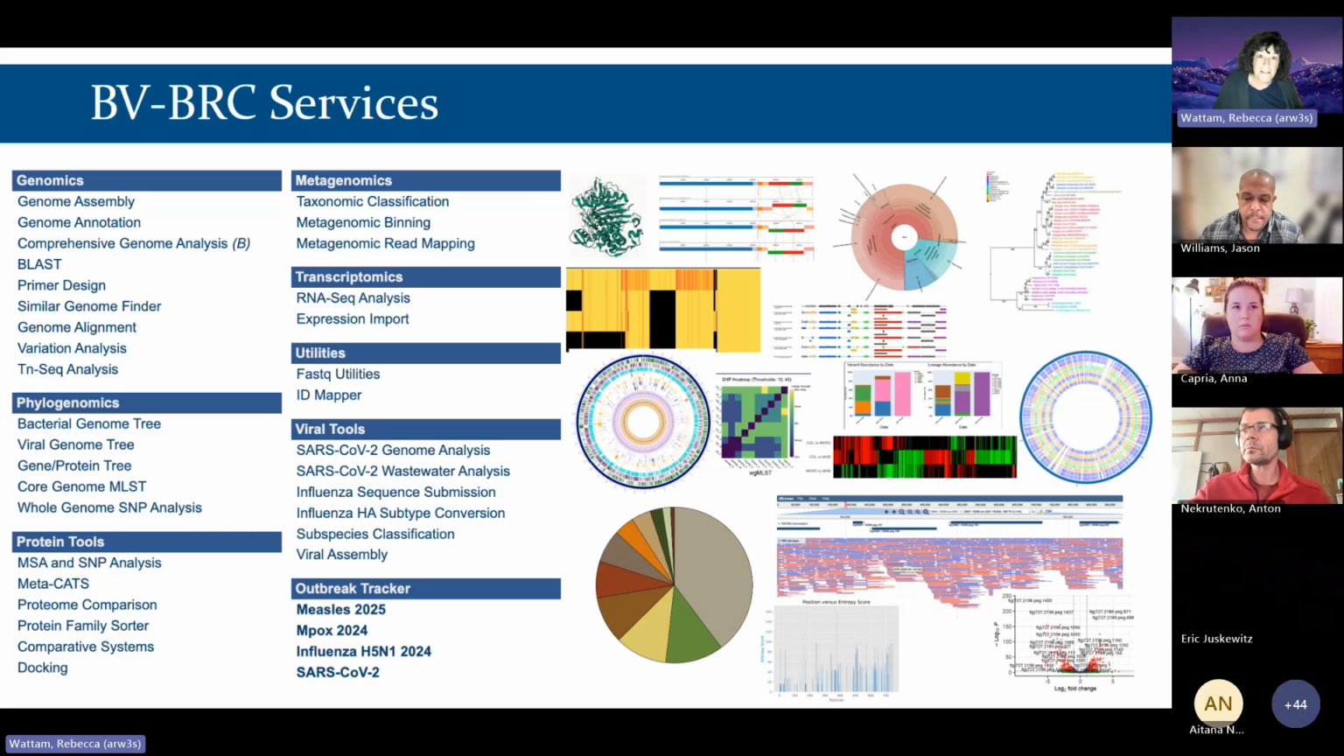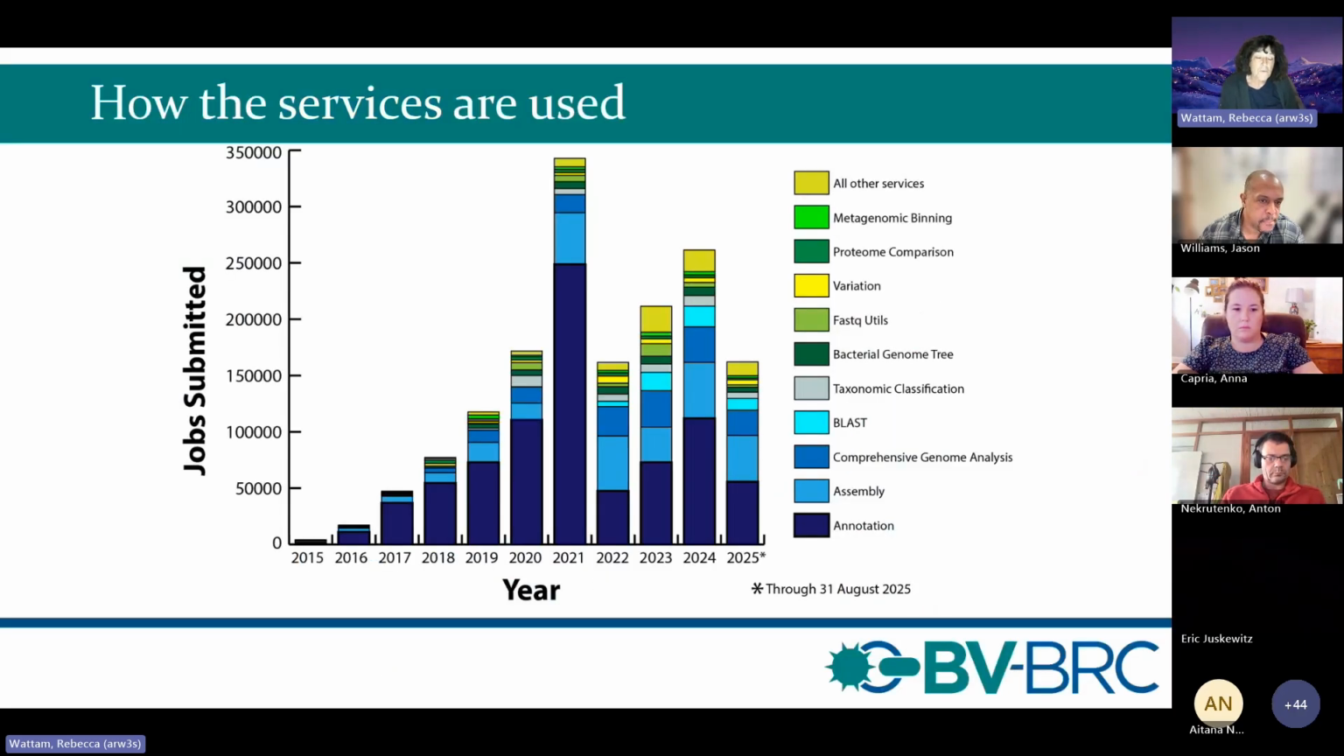Of those 70,000 users, are they really using those tools? We've been keeping track since we started providing bioinformatics services in 2015. And over the years, we can see that there's a lot of use of the tools. What I've broken it down into is the top 10 tools in the last year, and 2025 just goes through August. So I expect it'll match 2023.